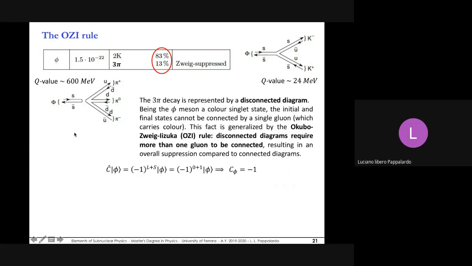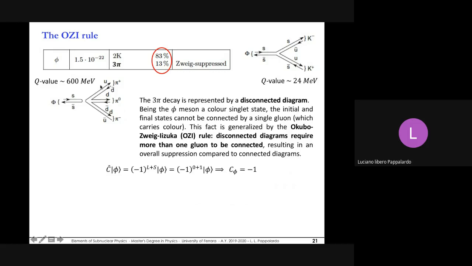Let's infer it from charge conjugation conservation in strong interactions. The charge conjugation of a phi, as you know, is (-1)^(L+S). The phi is a low-lying meson, so L is equal to 0. It is a vector meson, so S is equal to 1. And so overall, the phi is an eigenstate of C with eigenvalue -1.